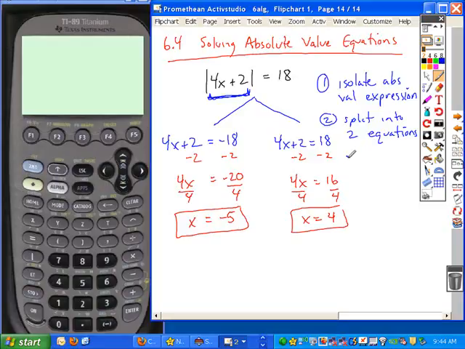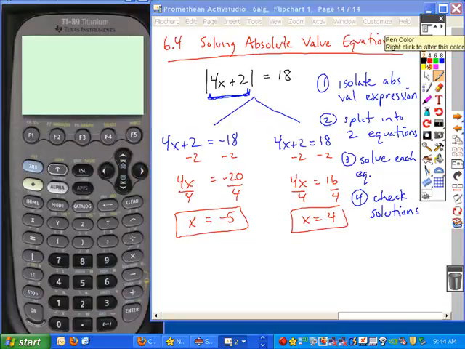Once you split the equation, you're going to solve each individually. And then after you solve, you're going to check your solutions just to make sure they work.